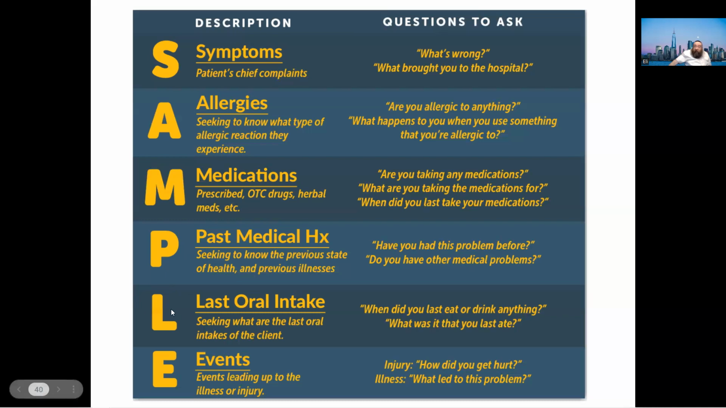L was last thing they ate or drank before the 911 call, right? Last oral intake, L. And E, I use this for what is going on in your life emotionally, socially, okay? Not how did you get hurt? Because when we use this, we use it together with another set of questions, which are going to deal with that. So E is going to be emotional events.